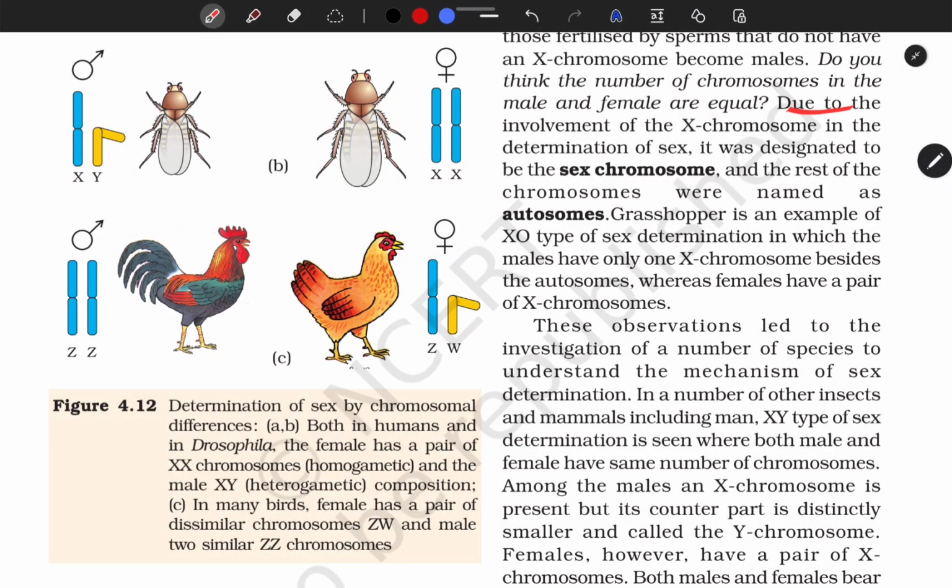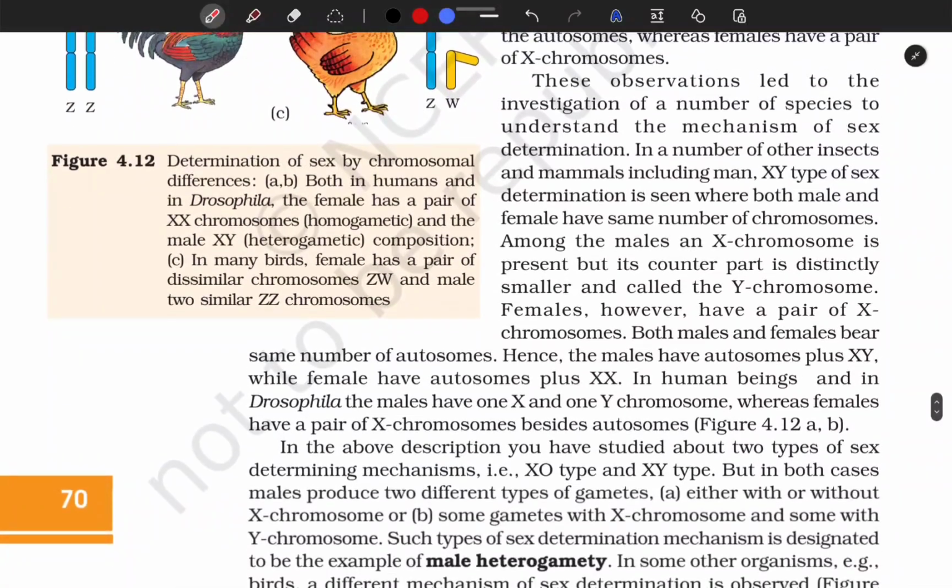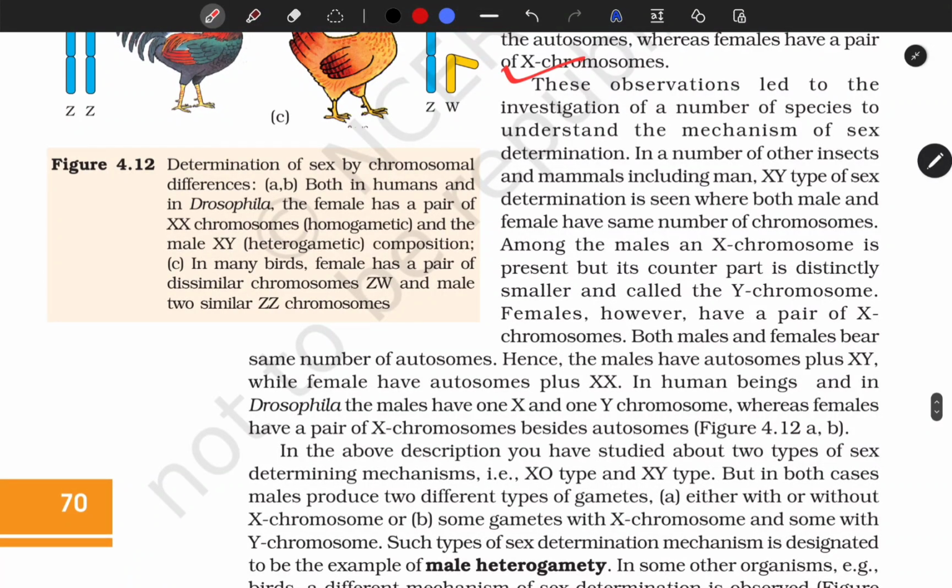Due to the involvement of the X chromosome in the determination of sex, it was designated to be the sex chromosome, and the rest of the chromosomes were named as autosomes. Grasshopper is an example of XO type of sex determination in which the males have only one X chromosome besides the autosomes, whereas females have a pair of X chromosomes. These observations led to the investigation of a number of species to understand the mechanism of sex determination.